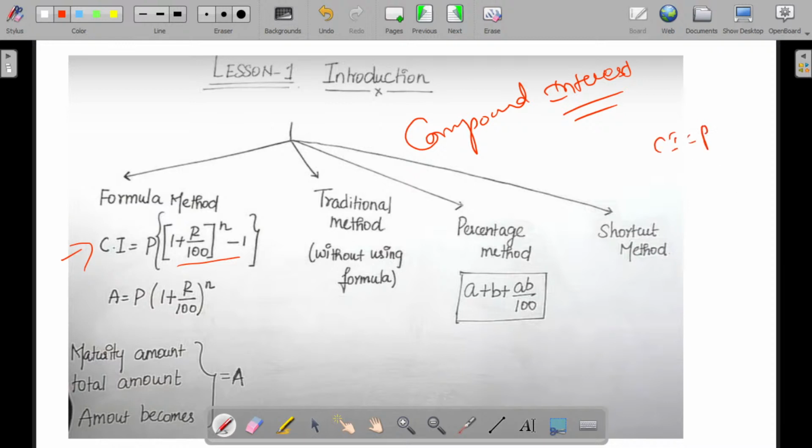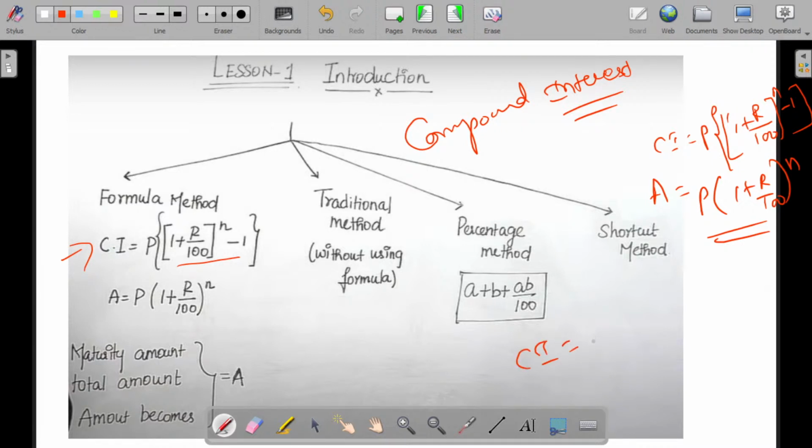Compound interest is P into (1 plus R by 100) raised to n minus 1. That is your compound interest, and the amount is equal to P into (1 plus R by 100) raised to n. So this is very important: the formulas for compound interest.